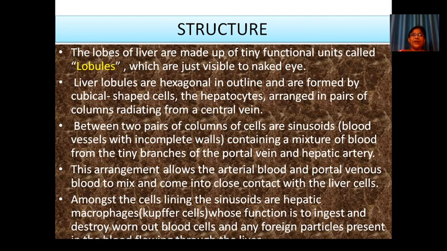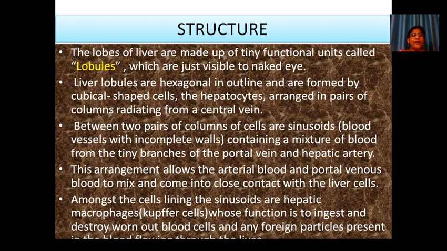Next is the structure or histology of the liver. Okay, so listen carefully. The lobes of the liver are made up of tiny functional units called lobules. The functional units of the liver, the lobes of the liver, are called lobules. You have to keep in your mind, lobules are the functional units of the liver.